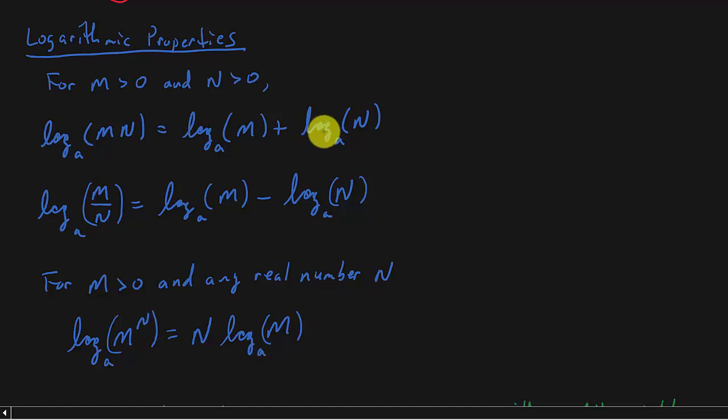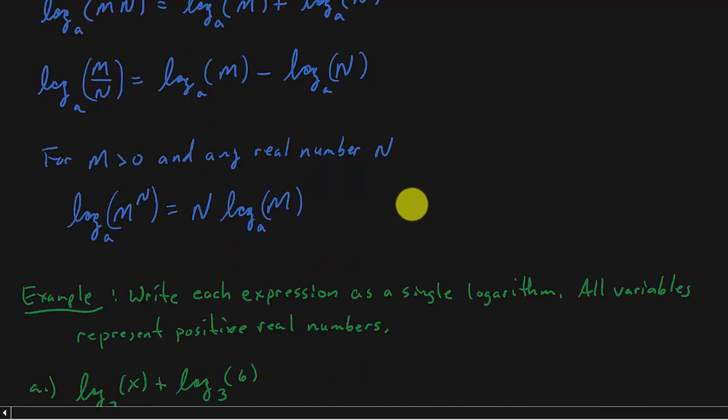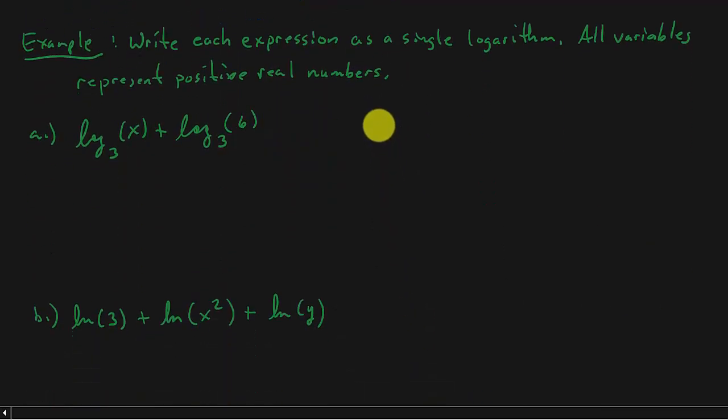And these properties, they can go back the other way. If it's addition, it can come together as multiplication. If it's subtraction, it can come together as division. And if we have a number down here, we can throw it back up into the exponent there. All right, so let's look at some examples.